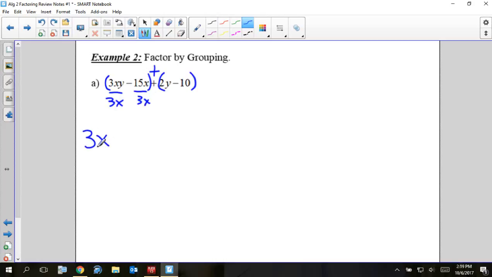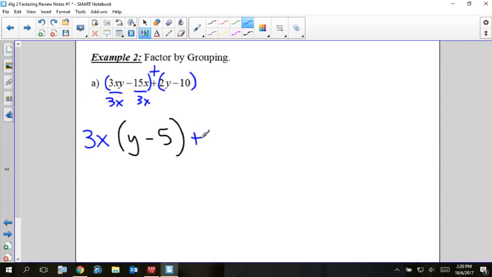And by the way, I am using 2 colors on purpose, so if you wanted to use 2 colors on purpose, this is where I'm switching the color. If you feel like 2 colors helps you sometimes, this would be a good example to have 2 colors. So after I take out 3x, I have a y minus 5 left over. Now I'm going to bring down that plus sign.